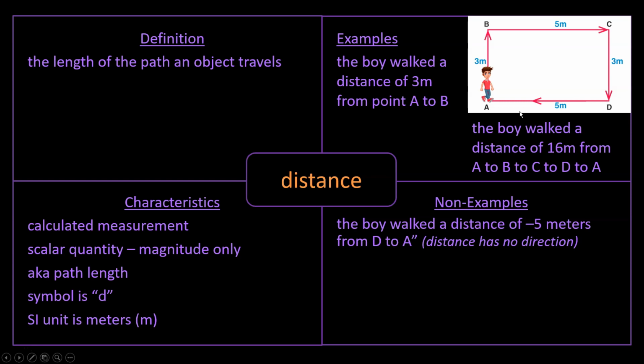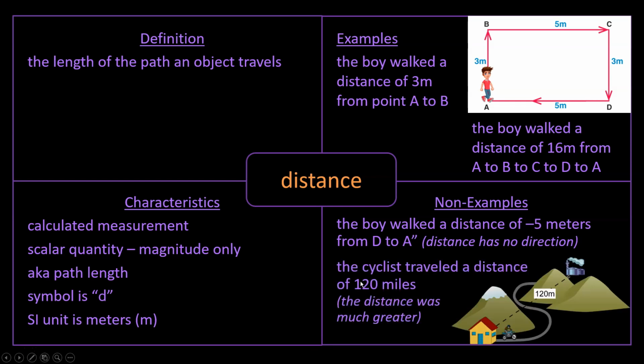Looking at non-examples, the boy walked a distance of -5 meters from D to A. So from D to A, he did walk 5 meters, but distance is a scalar quantity. It only has magnitude. So we do not use directional signs to show that he was actually going leftward. His displacement would be -5 meters, but his distance was 5 meters.